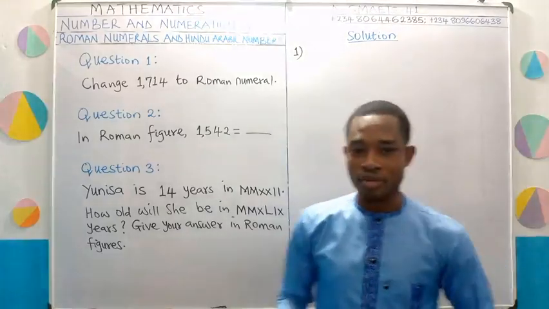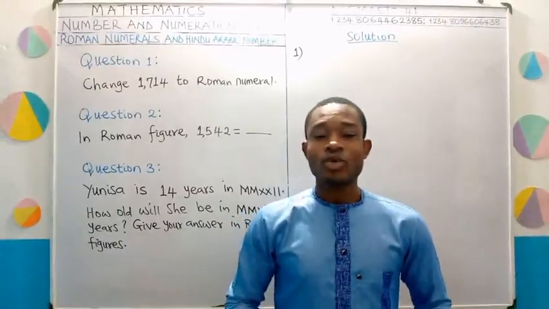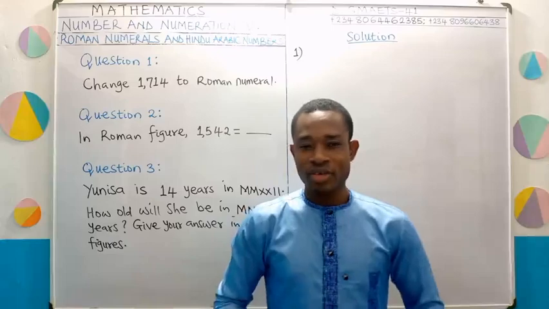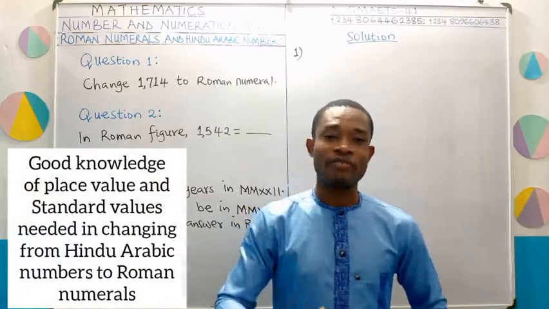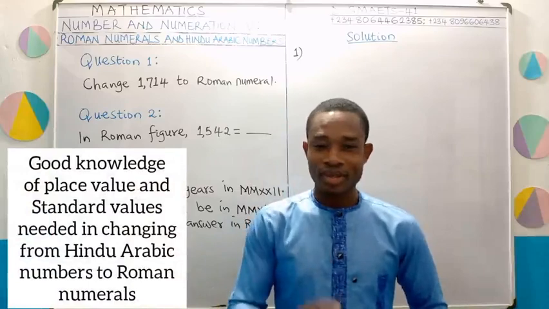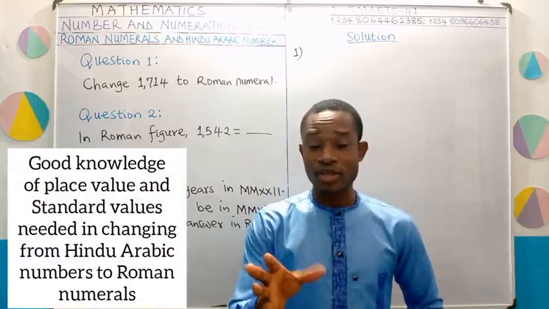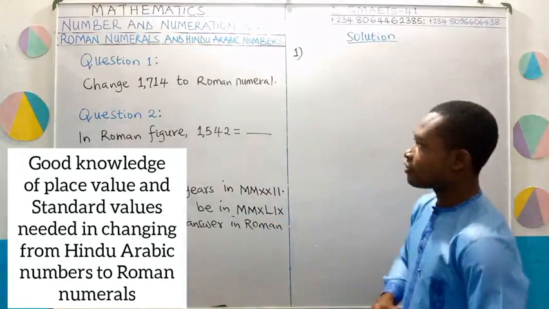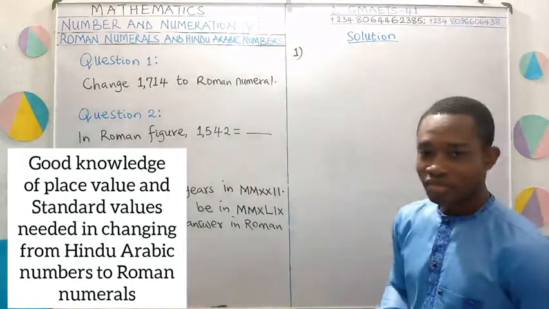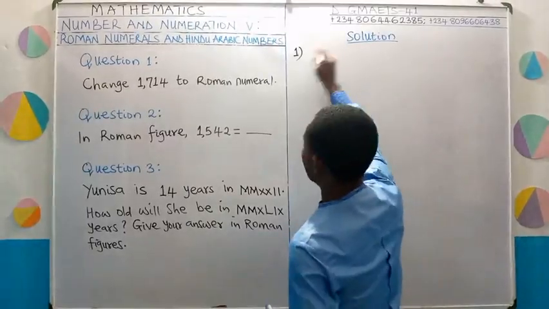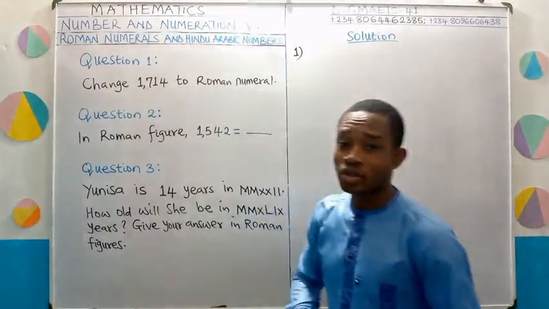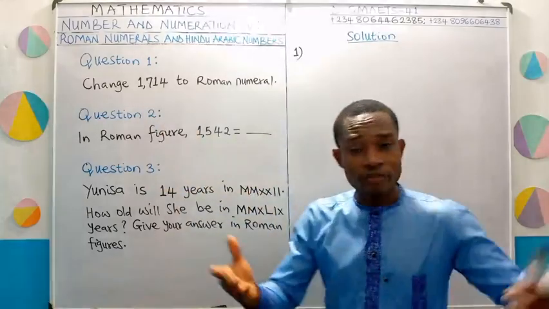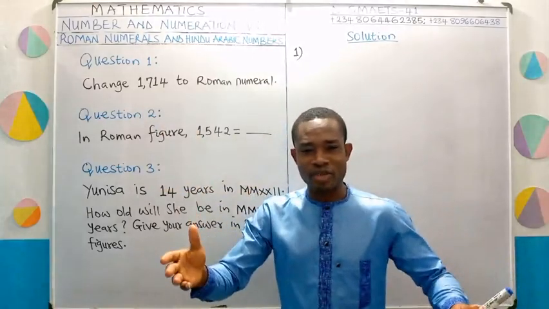Before I solve this problem, I want to say this clearly, that when you are changing from Hindu Arabic numbers to Roman numerals, you really need good knowledge of your place values and their standard values. Remember, I told you that place value is also part of the secrets you need when dealing with Roman numerals. So, in the first question, we have to change 1714. So, I'll go straight ahead to write this under their respective place values. Of course, we've played with all these place value problems, right?